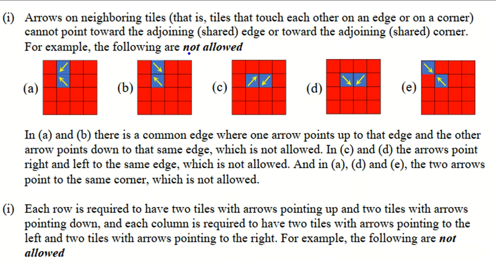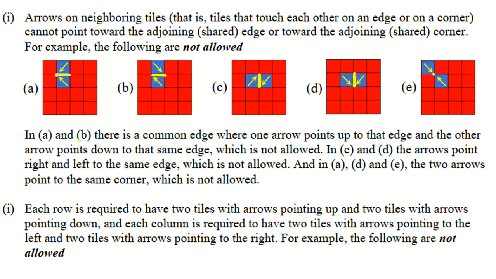For example, the following are not allowed. Let me explain why for each of them. The first one, because both of them point to this side. This one, again, both of them point to this side, and also you could say to this corner. But we can also say side. So they arrow to this side, and in this case, only to this corner. So they are not allowed.